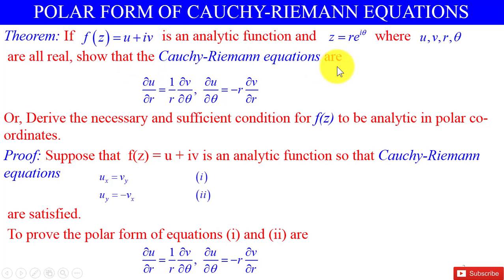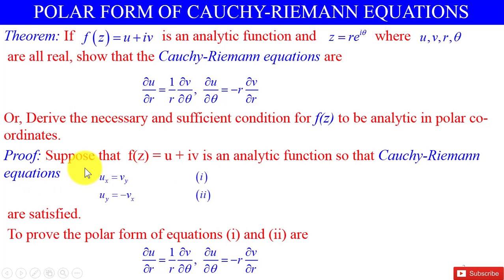the Cauchy-Riemann equations are ∂u/∂r = (1/r) ∂v/∂θ and ∂u/∂θ = −r ∂v/∂r, or derive the necessary and sufficient condition for f(z) to be analytic in polar coordinates.